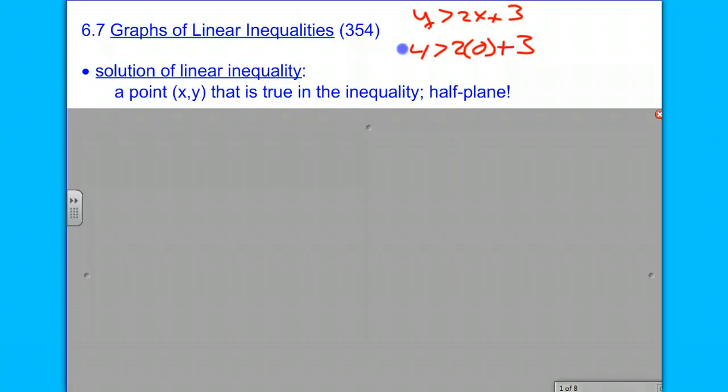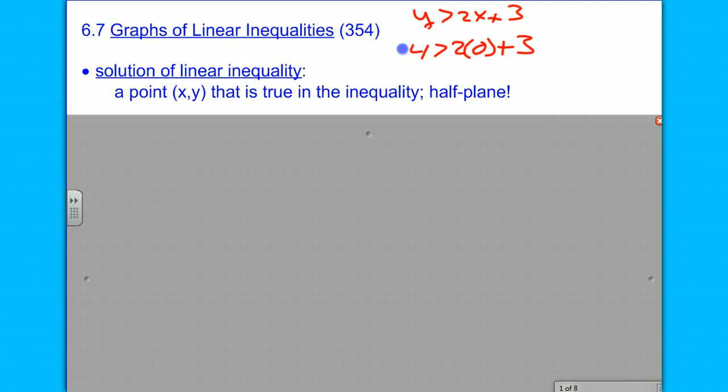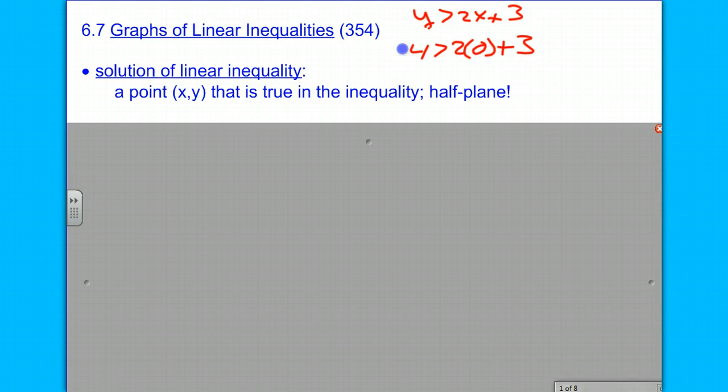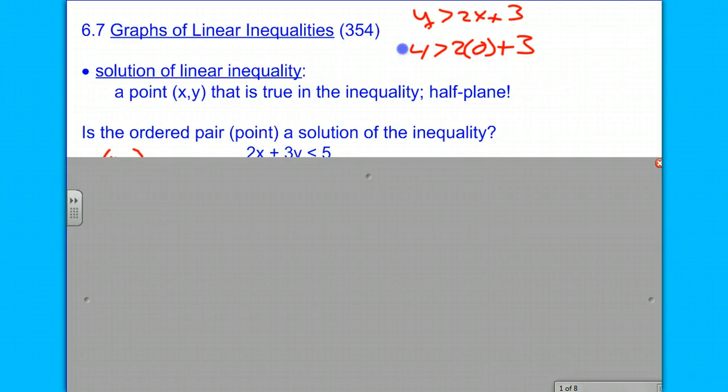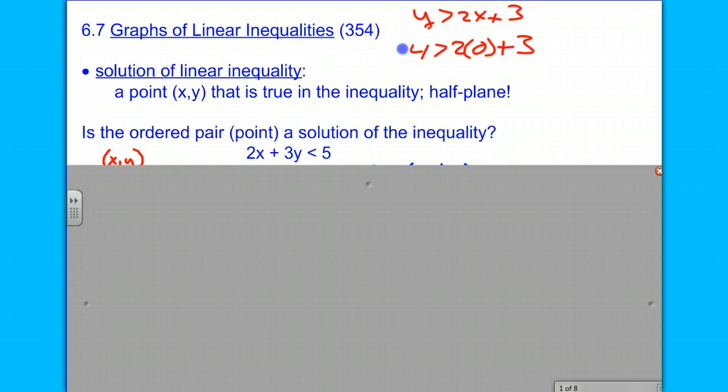And when we go graph inequalities, we end up graphing whole half planes. Not just a line, but a line and then a whole half plane we're going to see today. Okay? The first question you'll have, though, is just simply, can you test a point and state whether it is a solution or is not a solution? We always do that when we're starting, don't we? We test things. So we're going to test some points to see whether they are solutions or not for this inequality. 2x plus 3y is less than 5.